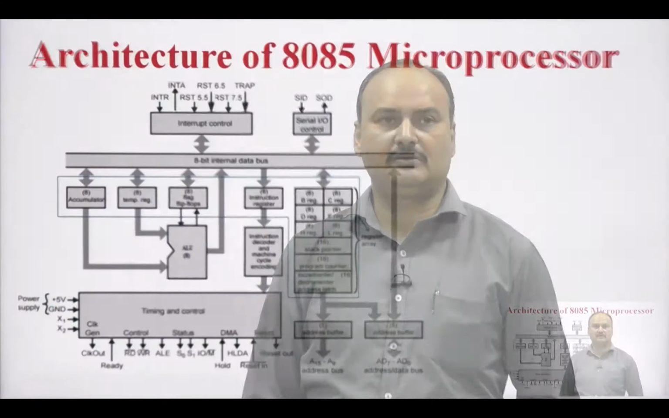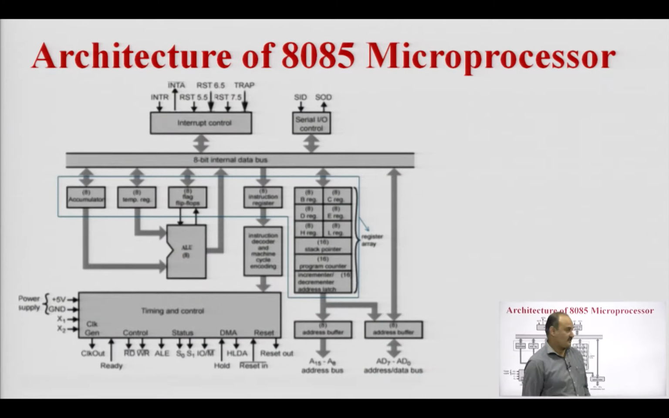I am here to take this lecture of subject microprocessor and microcontroller. Today I am going to discuss in my lecture the architecture of 8085 microprocessor. The architecture of 8085 microprocessor will consist following main units: register array, arithmetic and logical unit, timing and control unit, interrupt control unit, serial input output control unit. So, these are the subunits which are the part of the architecture of 8085 microprocessor. Let us discuss these units one by one.